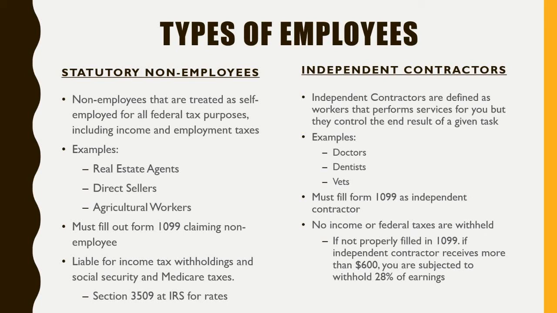Okay. Now, a statutory non-employee, okay, they are treated as a self-employed individual. Okay, so that means all federal taxes are subject to the person, because they're going to be considered as a self-employed individual. They too are going to be using the 1099 form, except they need to check themselves as a self-employed versus an independent contractor.